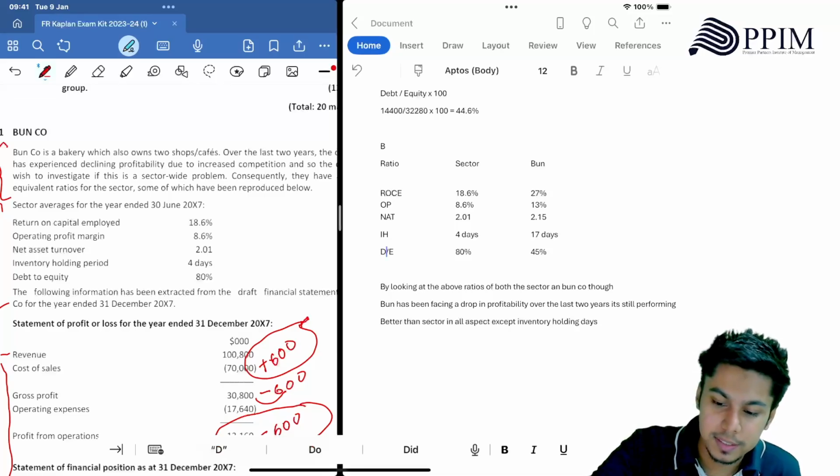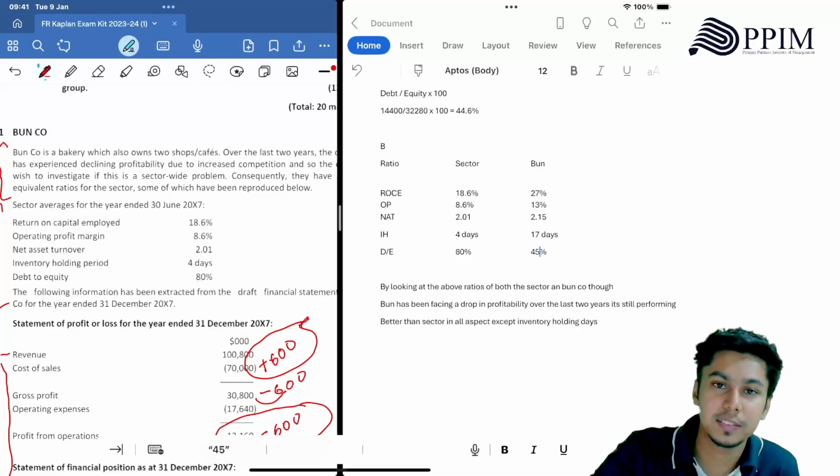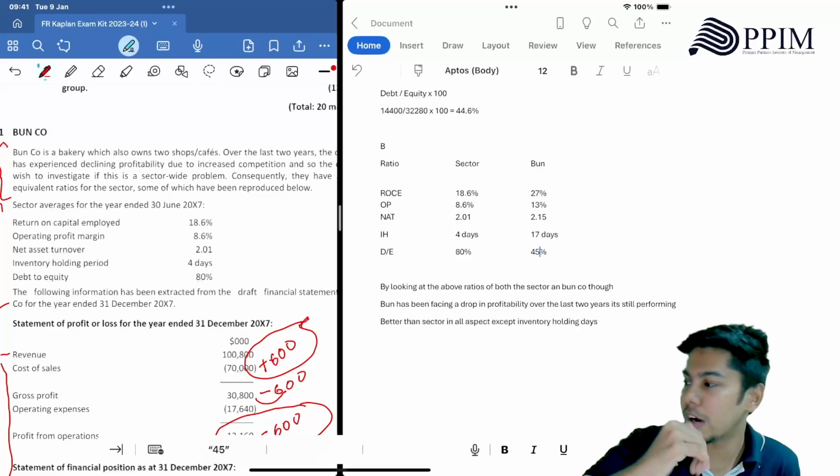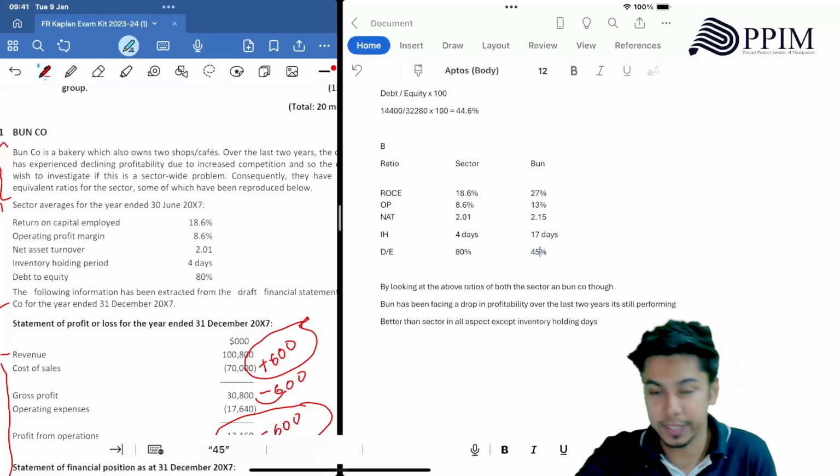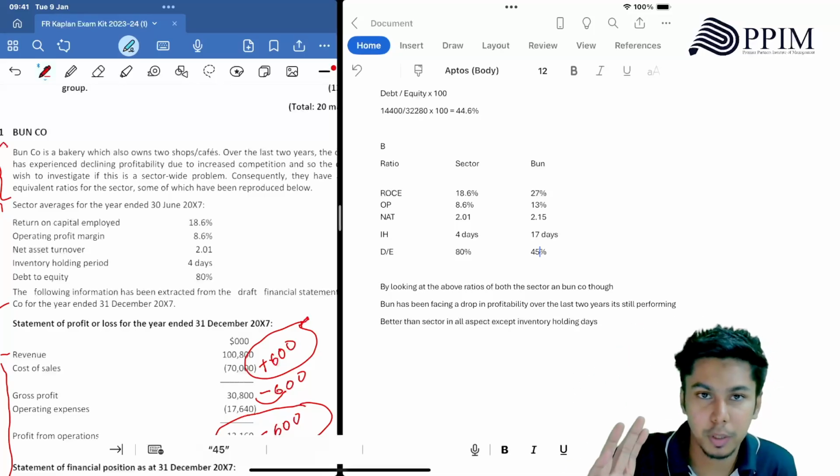Debt to equity sector is 80, but we are only 45. Isn't that bad? That's good. Guys, debt to equity means what? Our debt should be lower. Okay, so 45% is a good thing over there. Right. Now, guys, you all have written about the overall comment.